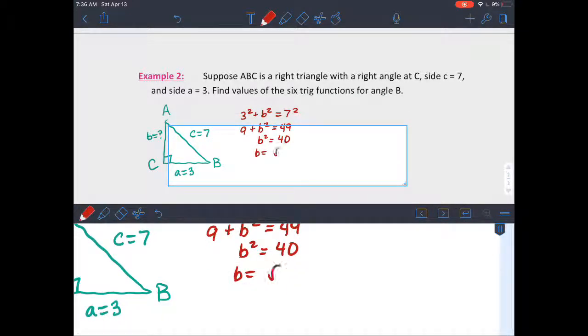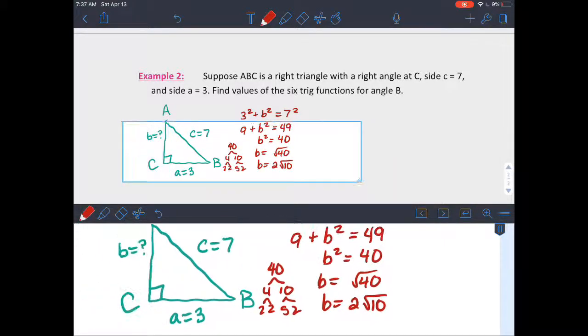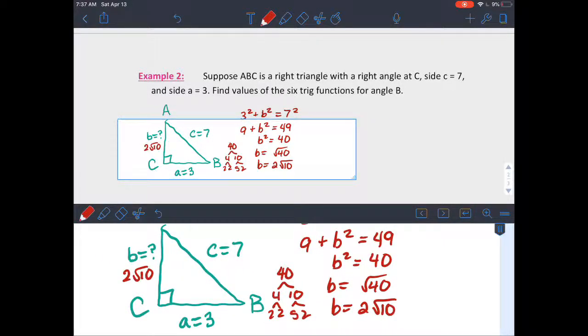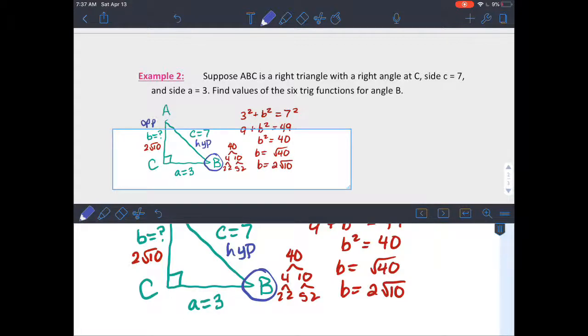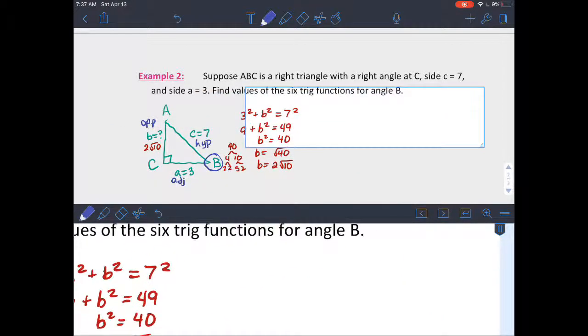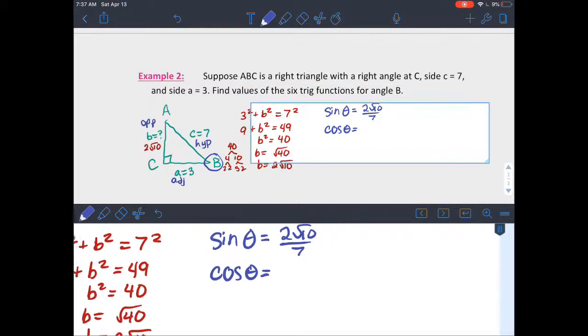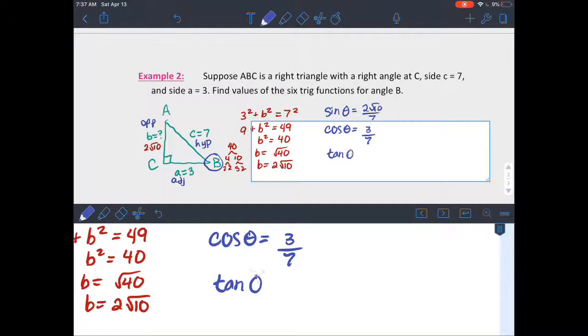On this one, square root of 40 does break down, so go ahead and simplify your radicals. You can make it 2 square root 10. And then I'm going to label, since we're working with angle B, side B is your opposite side, side C is your hypotenuse, and side A would be your adjacent side. Hopefully you remember your definitions from geometry so that this is all just review, but if you don't, the more practice you do, the better you're going to get.